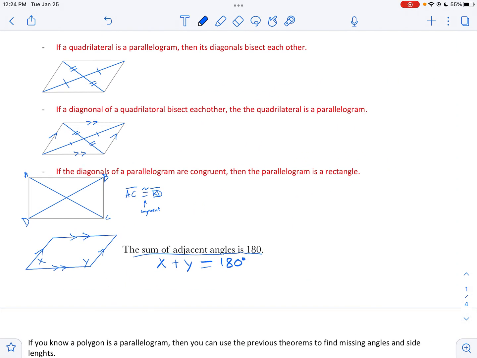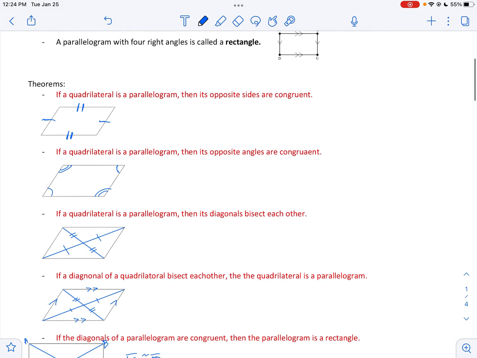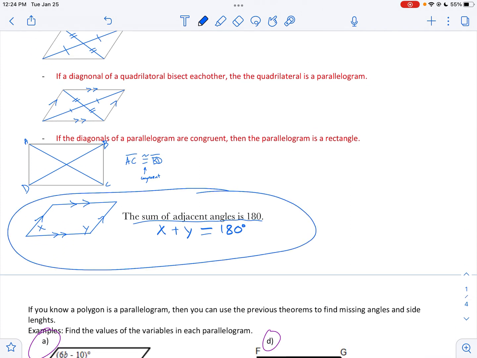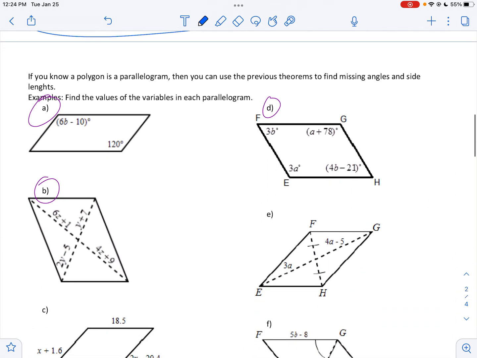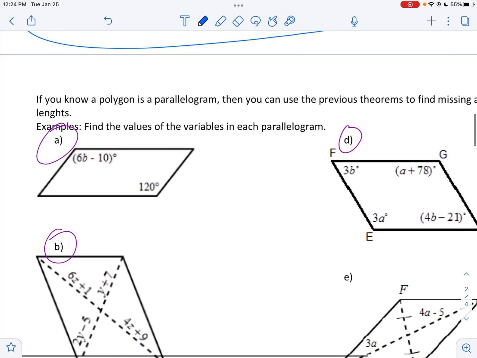All right, so now you've done that, we're going to use different properties, mainly these ones, and then this one down here quite a bit in solving these problems. And so, let's dive in. We've got a few examples we're going to go over. We're going to go over A, B, and D so you can see them.